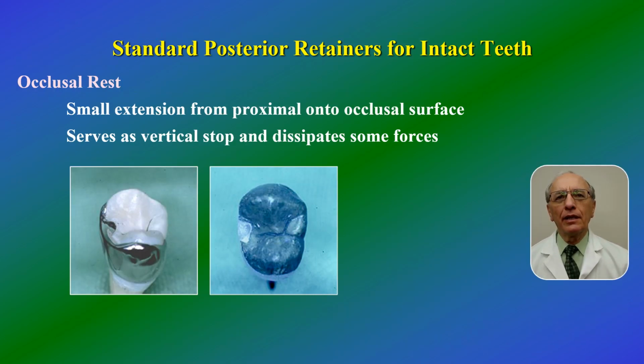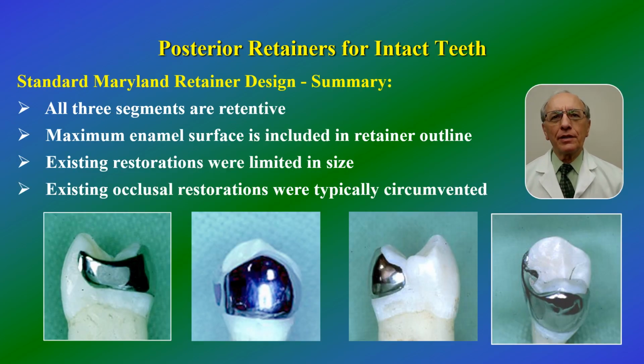In the standard Maryland posterior retainer, the occlusal rest, that small extension from the proximal onto the occlusal surface, serves as a vertical stop and dissipates some forces. In summary, for the standard Maryland posterior retainer, all three retainer segments are retentive. The maximum enamel surface is included in the outline. Existing restorations should generally be limited in size, or they could be circumvented, bypassed.